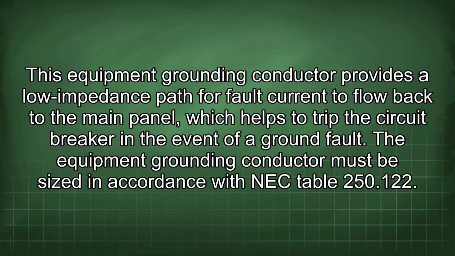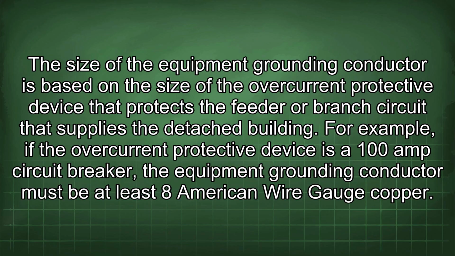The equipment grounding conductor must be sized in accordance with NEC Table 250.122. The size of the equipment grounding conductor is based on the size of the overcurrent protective device that protects the feeder or branch circuit that supplies the detached building. For example, if the overcurrent protective device is a 100 amp circuit breaker, the equipment grounding conductor must be at least 8 American wire gauge copper.